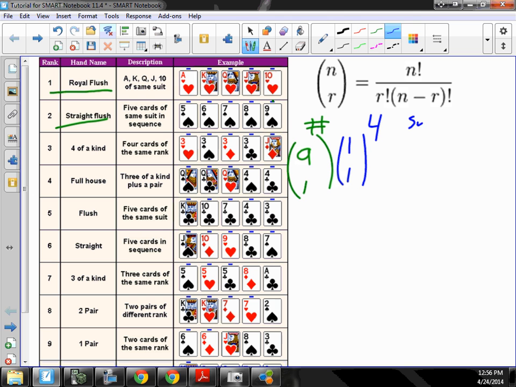Okay, what about the suits? How many options do I have for the first suit? 4, choose 1. What about the second suit?